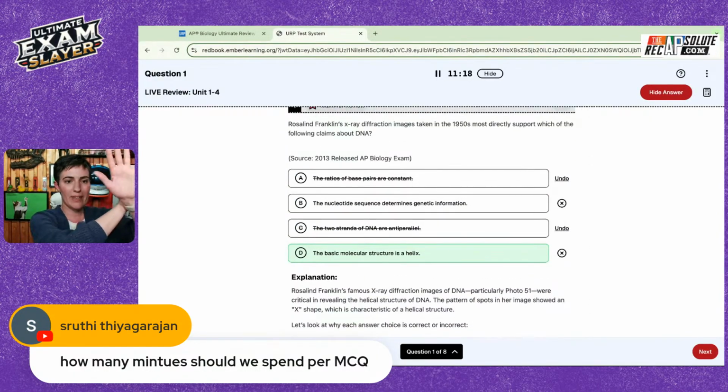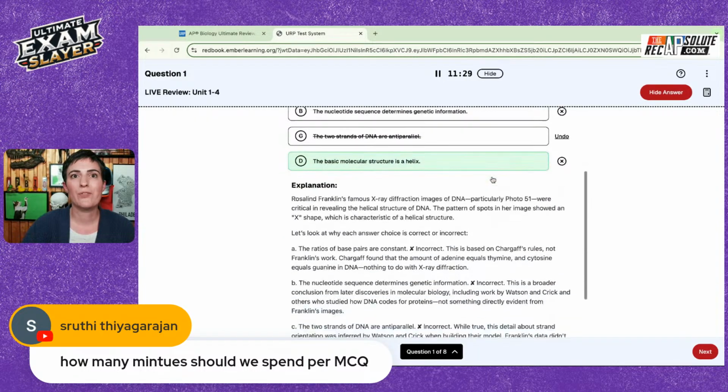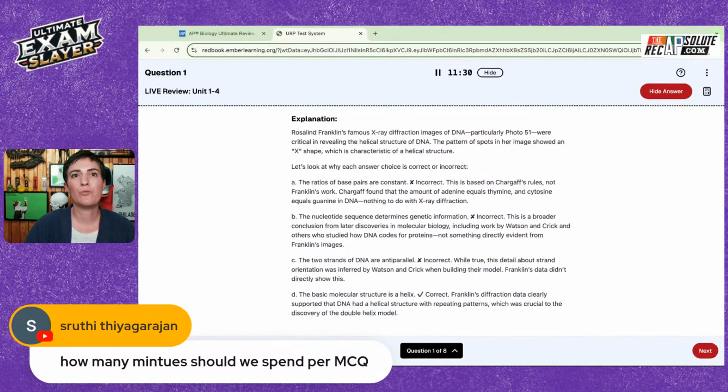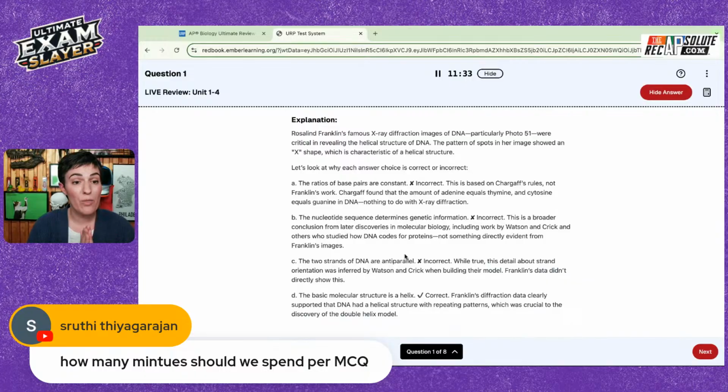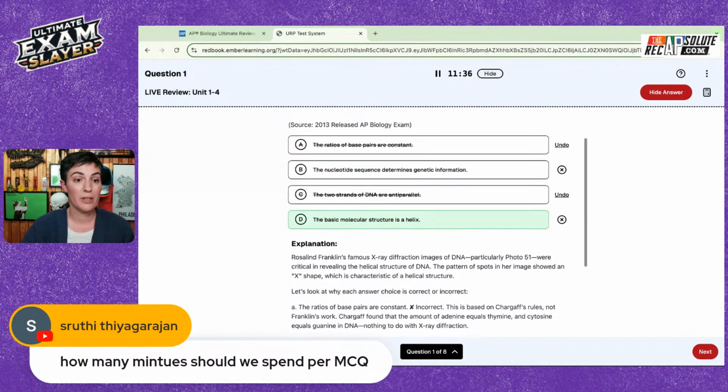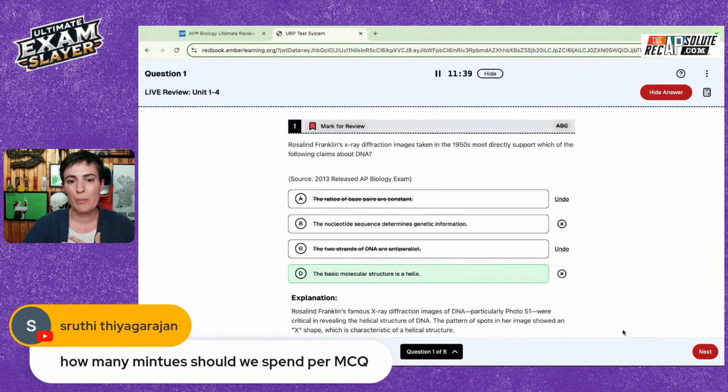Photo 51, it had that X structure here. Watson and Crick, they confirmed the structure and assumed anti-parallel. Option A here, that's because of Chargaff's rules. That might look familiar to you. So I'm not going to read through this whole section, but know that every question that you use with Exam Slayer and with this simulator has this particular feature in mind. Let's go on to the next question for Unit 1.